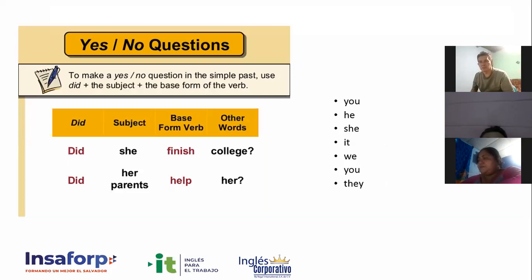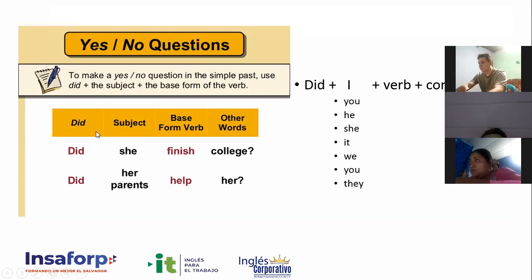And here I have put this. To make a yes/no question in the simple past, use did plus the subject plus the base form of the verb and other words or the complement. Example, did she finish college? Did her parents help her? So we have the auxiliary did at the beginning and the base form of the verb. Then the subject, which can be I, you, he, she, it, we, you, they, and then the verb in the base form. And finally, you have the complement. Easy, right? Not difficult.